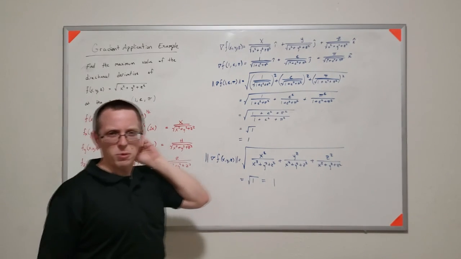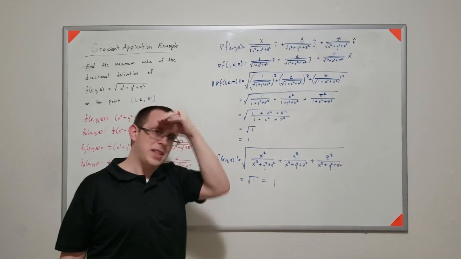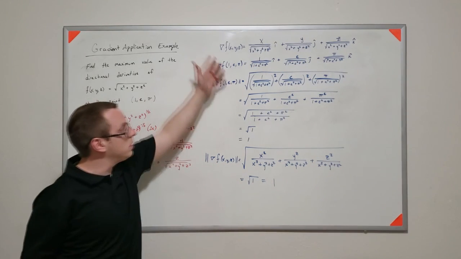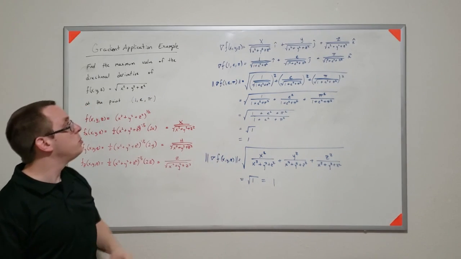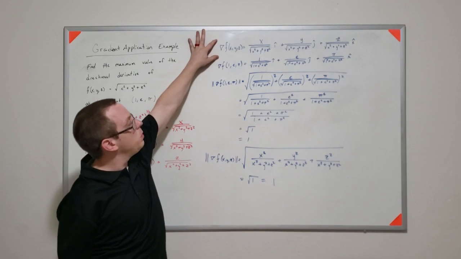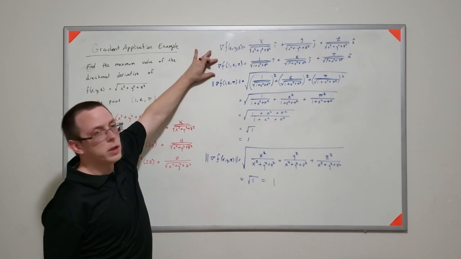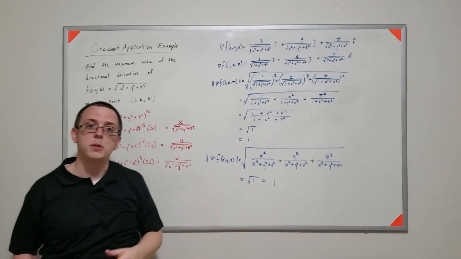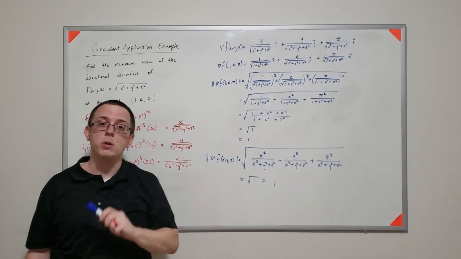Technically, this is kind of like a hypersphere situation, but it's the same sort of idea. Ultimately, this is how we compute it. This is a bit excessive, but ultimately you're computing a gradient, plugging in a value, and taking a magnitude, and that's how you find the maximum value of a directional derivative.